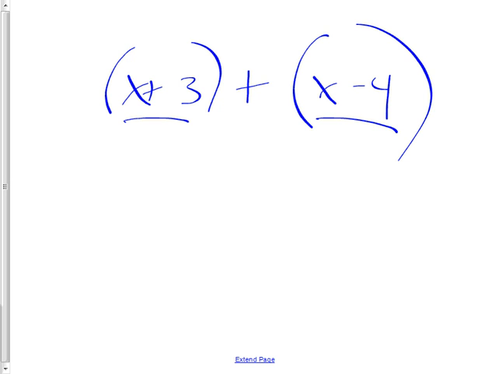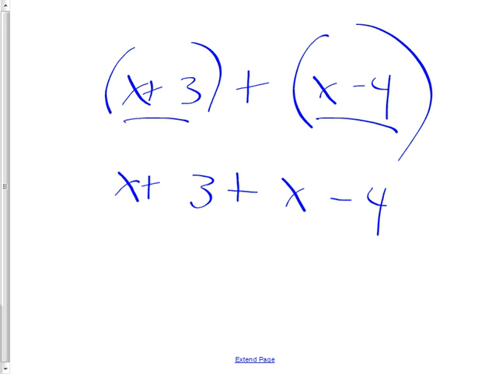As long as there's nothing on the outside that's being done, like let's say there was a 7 here, I can't just drop the parentheses and make it 7x plus 3. That'd be wrong. If there's something being done to the parentheses, I can't drop them. But in this case, I can drop them. So it's just x plus 3 plus x minus 4.